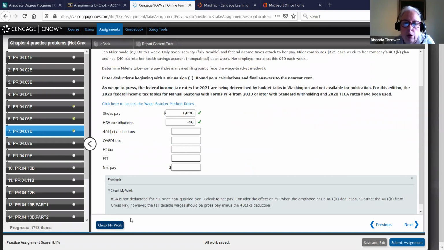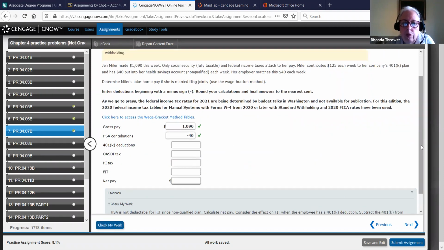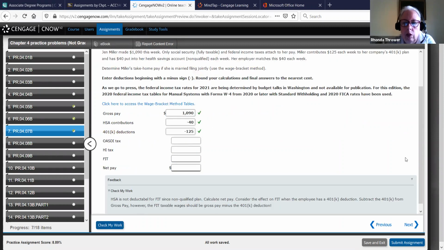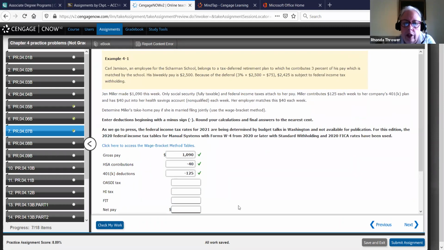So I'm going to check my work, and then we're going to look for 401k deductions. That's what they want next. And she was contributing $125. So make sure you put in a minus sign there. And then now we need to figure the OASDI tax. This is your Social Security tax, and all of that 1,090 is taxable for OASDI. So we need to make some calculations.